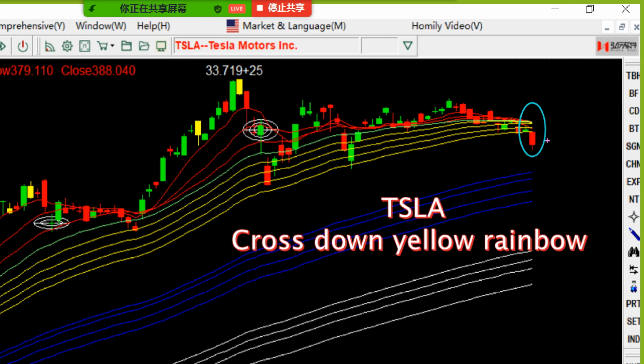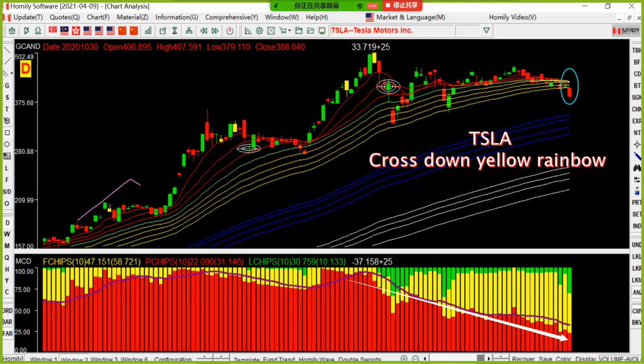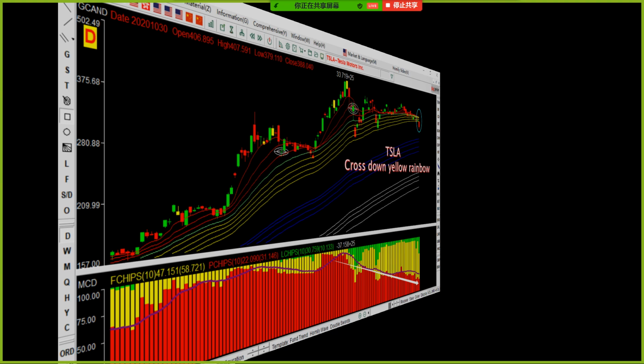It's very bearish because according to the whole history chart of the recent 3 or 4 months, this is the first time the price crossed down the yellow rainbow. It's very dangerous, right? The red bar of the MACD all the way decreasing and going down is not a good signal. Maybe we can wait for a while, because nobody can promise this one will go up soon. That is a dangerous signal.